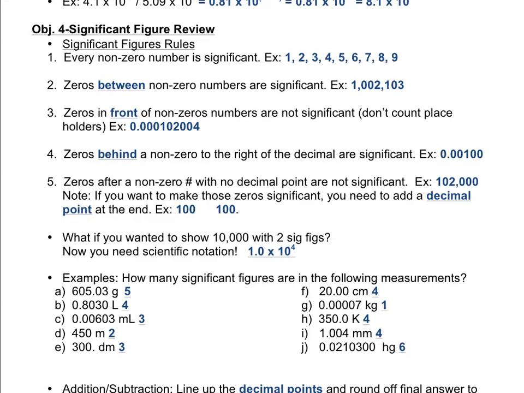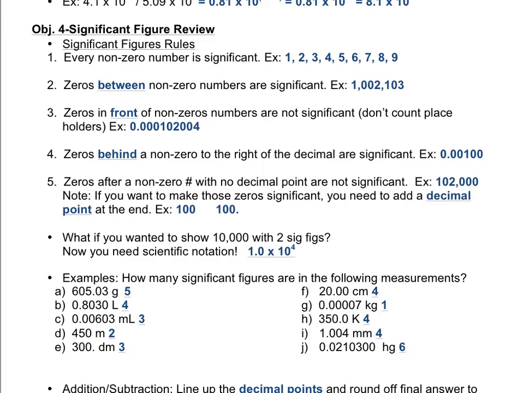So anyway, every non-zero number is significant: 1, 2, 3, 4, 5, 6, 7, 8, 9. So if you see one of those, it's significant. Zeros between non-zero numbers are significant. So if you look at this number, 1,002,103, those zeros count because they're in between two significant figures, 1 and 2. That zero also counts because it's between 1 and 3, two significant figures.